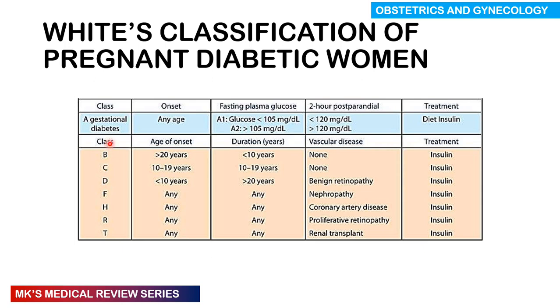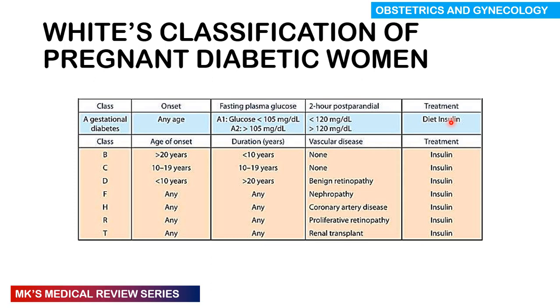So the first column here is on onset, the fasting plasma glucose, the 2-hour postprandial glucose, and of course the treatment. So those that are at class A, any age. It's further subdivided into A1 and A2. A1 is a glucose level less than 105 milligrams per deciliter. A2 greater than 105 milligrams per deciliter. In a 2-hour postprandial, you have those values there. So you treat them with diet as well as insulin.